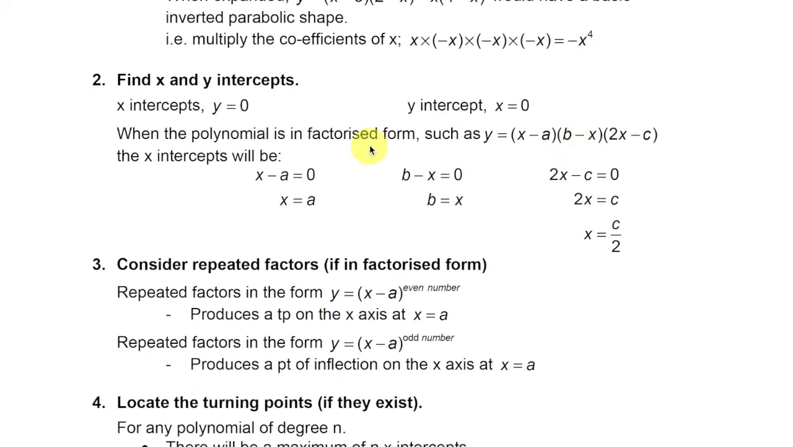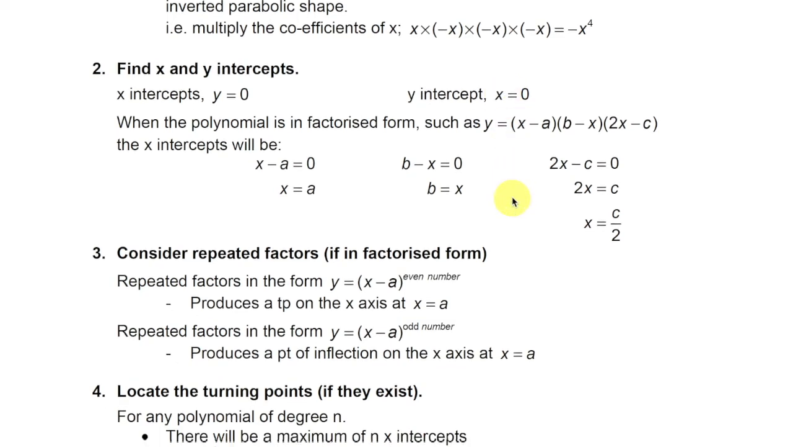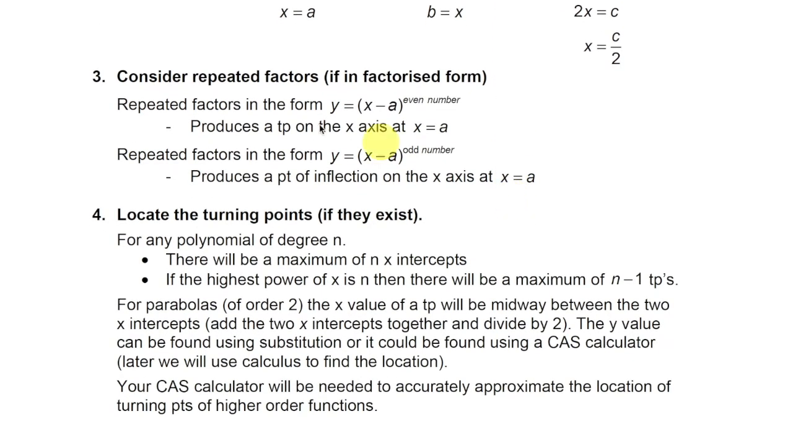Finding the x and y intercepts, we do it in exactly the same way we've done in the past. X intercepts, we make y equals 0 and solve for x. For the y intercept, we make x equal 0 and solve for y. We're also interested in repeated factors. So in factorized format, wherever we have repeated factors, then at, for example, x minus a, we're going to have a turning point at x equaling a that will be on the x-axis.